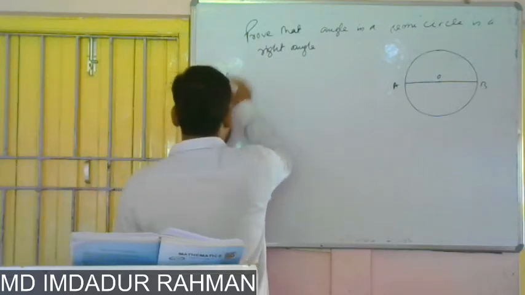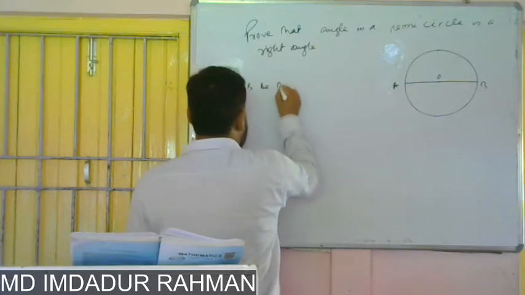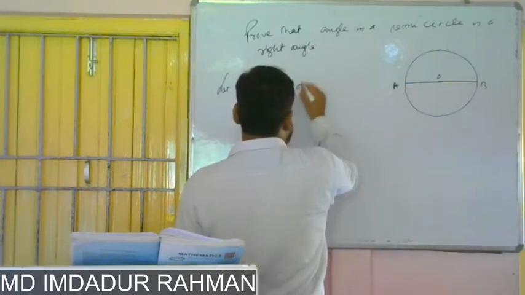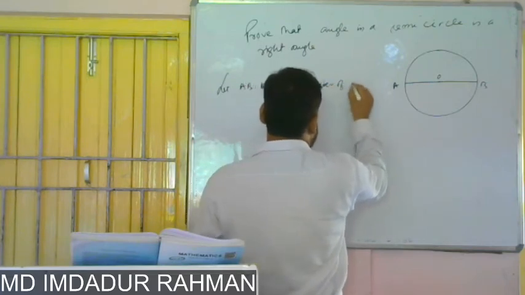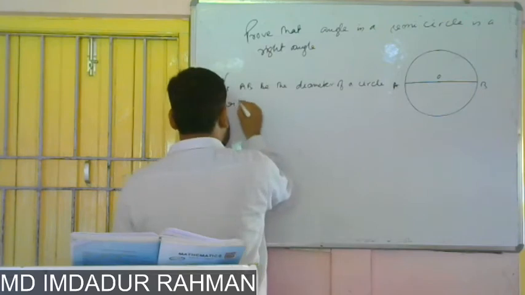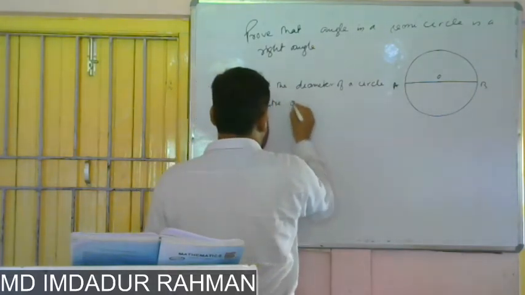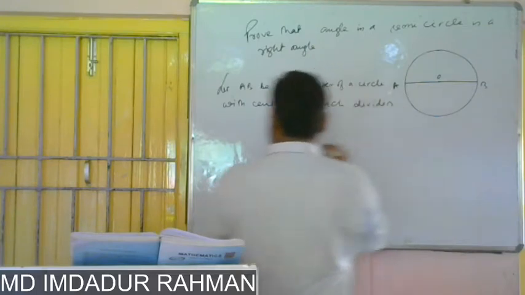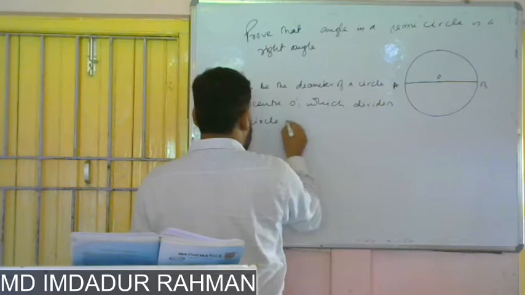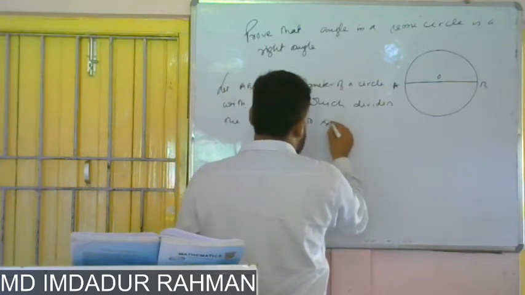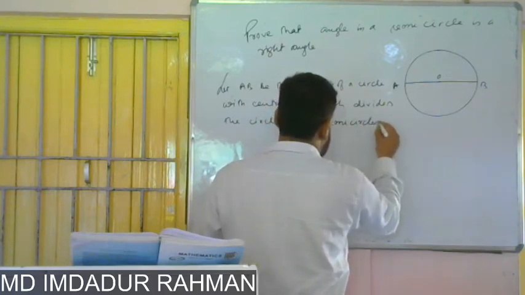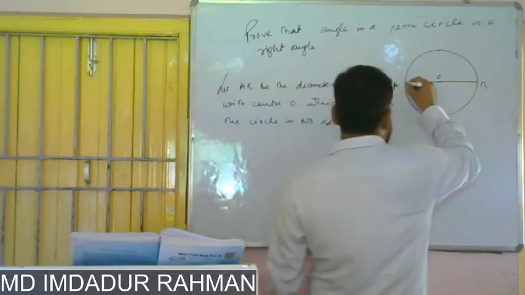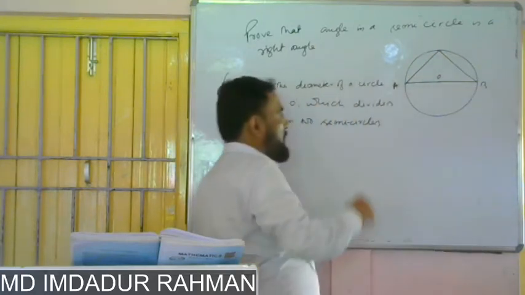So let AB be the diameter of a circle with center O, which divides the circle in two semicircles. Angles on the semicircle you are to prove.